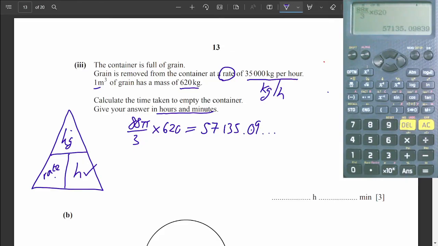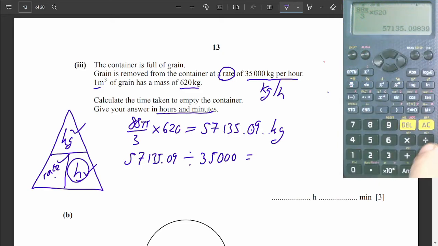Okay, so what do we have now? We now have kilograms of the whole weight of the whole thing. If we now divide it by the rate, we'll get the time. So we take this answer and we divide it by the rate, which was 35,000. I still have that in my calculator, so I can just divide it, keeping everything accurate. That gives us 1.632, etc. hours.